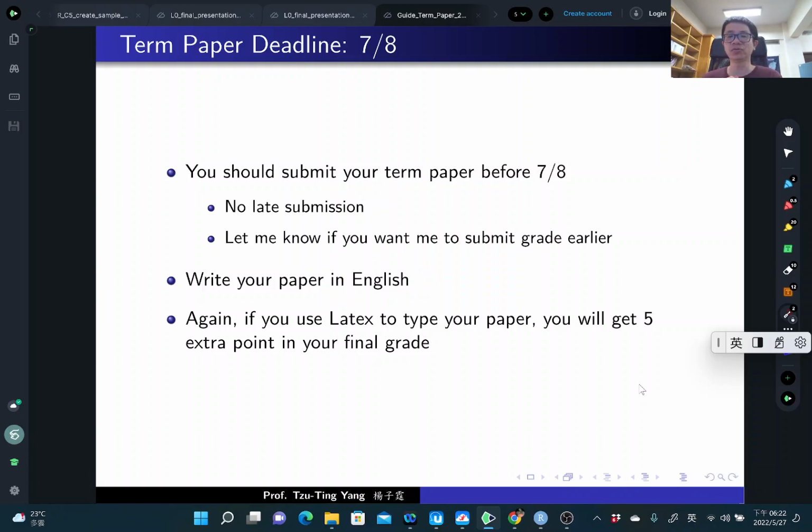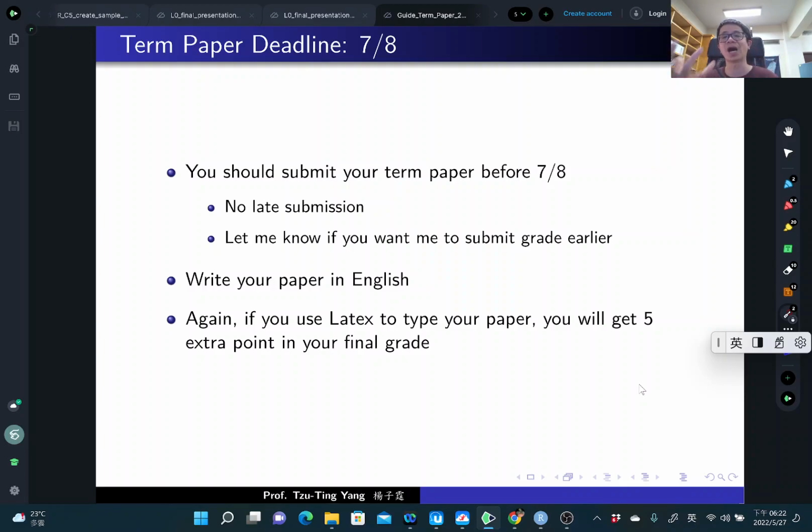And again, if you use LaTeX, this software, to type your paper, you will get 5 extra points in your final grade. So that's a lot. I encourage you to try this software because it can type mathematical equations very beautifully, and when you write your thesis, you can also use it. I think it's worthwhile to learn how to do that, and there are a lot of videos you can watch.